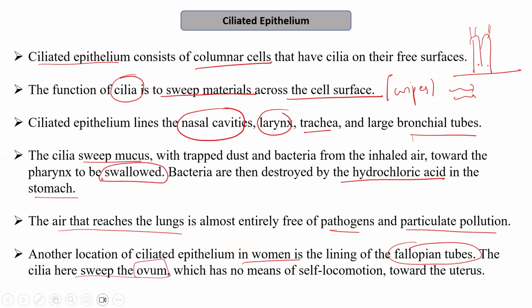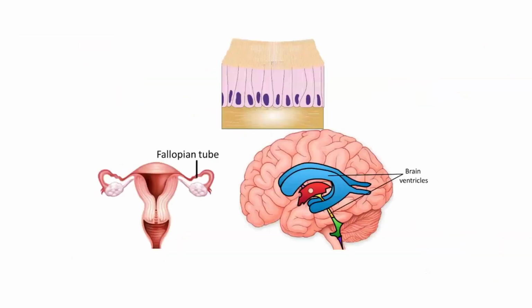The ovum, which is secreted by the female reproductive system, is swept away by the cilia present in the fallopian tubes. The ovum does not have any self-locomotory properties. It cannot move on its own. Therefore, it is swept up by the cilia towards the uterus, where it gets fertilized by the sperm. This sweeping of the ovum takes place with the help of the ciliated columnar epithelium that lines the surface of the fallopian tubes.